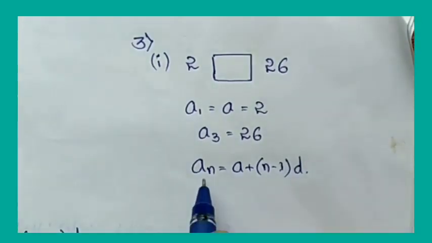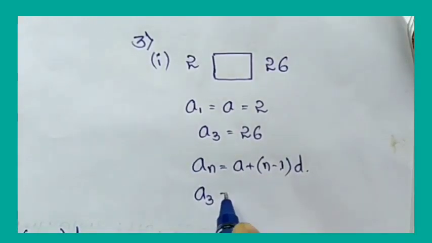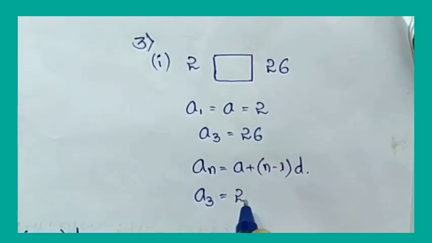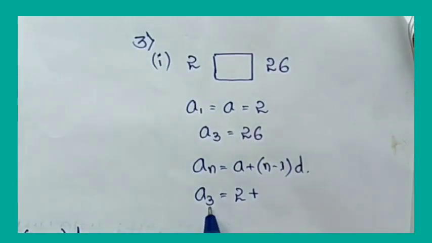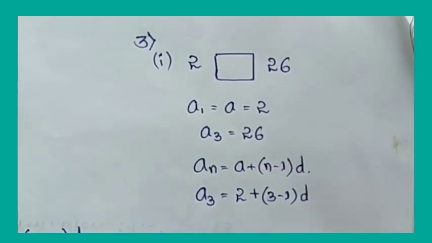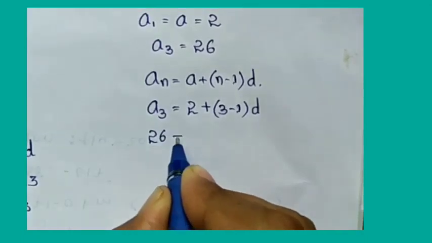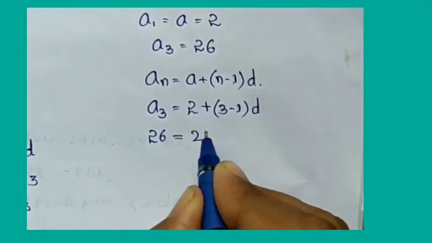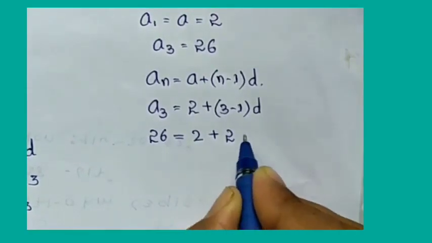An equals A plus (n minus 1) into D. In place of An I will take A3. A we know, that is 2. Now, where is n? In place of n, what we wrote is 3, so 3 minus 1, and we don't know D. So now we have to find that D. In place of A3 I will put 26 equals, here 2 is there, keep it like that only, plus 3 minus 1, that is also 2, 2 into D.